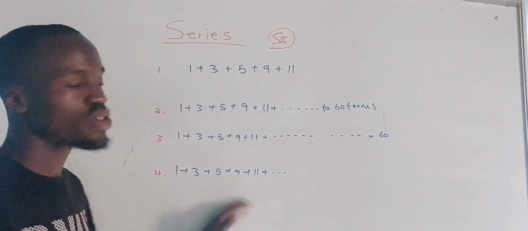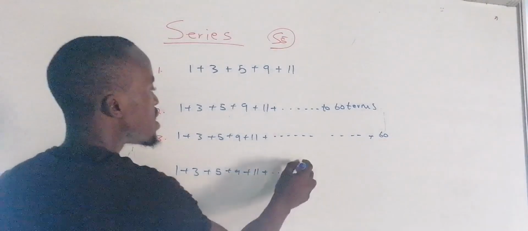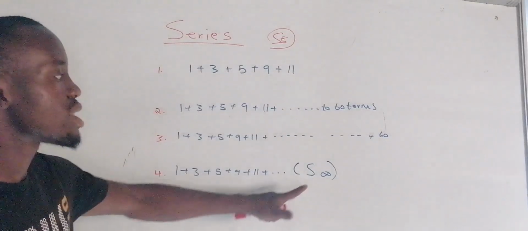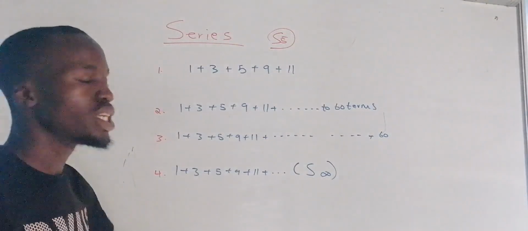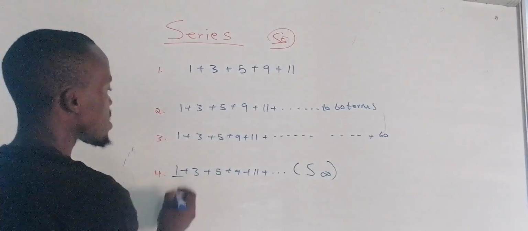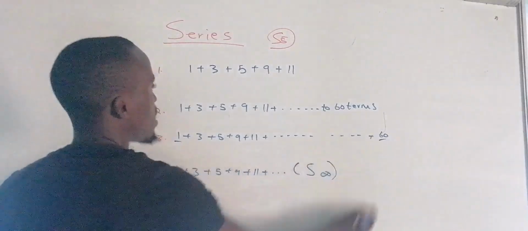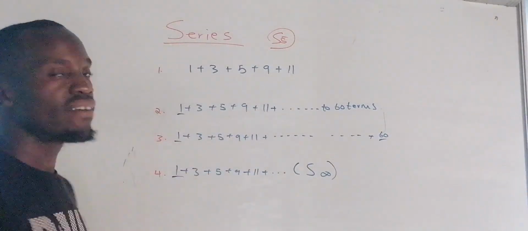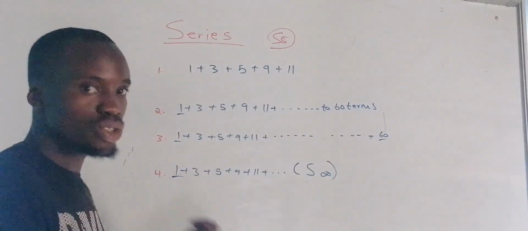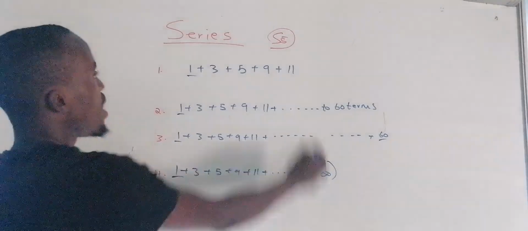So here we will be asked to calculate what? The sum to infinity. I hope you have seen this in your textbook or past question papers. Here you'll be asked to calculate the sum to infinity because these numbers don't end, they continue. So here we have the first term, but we do not have the last term. Here we have the first term and the last term.